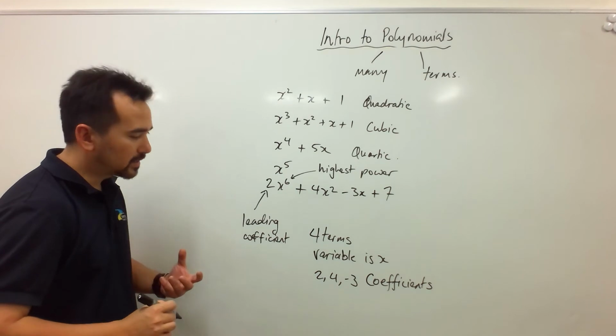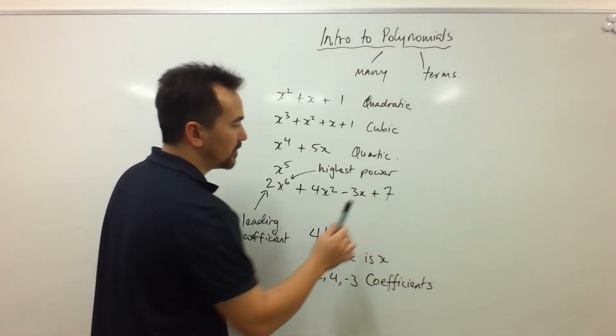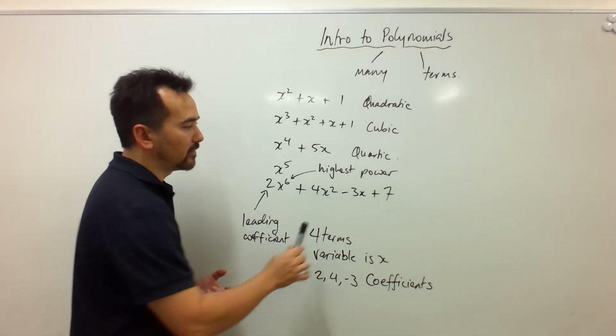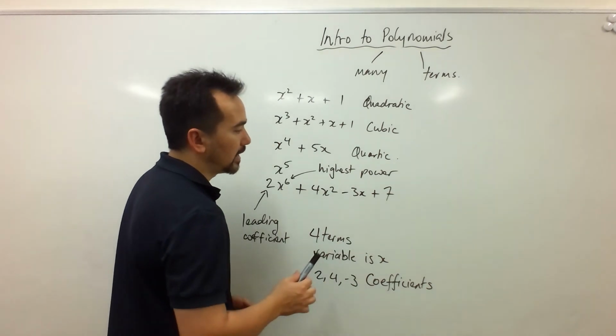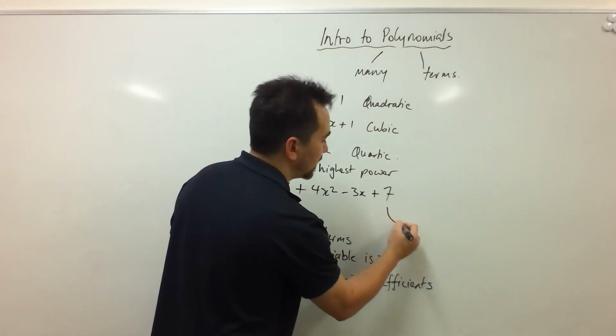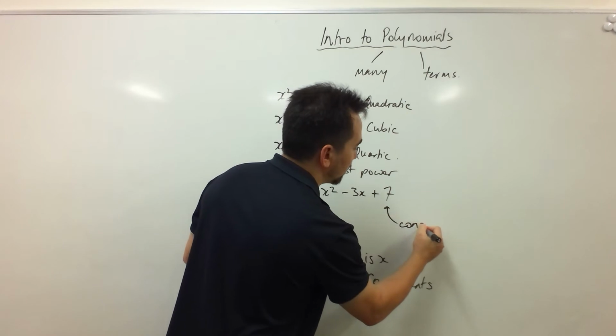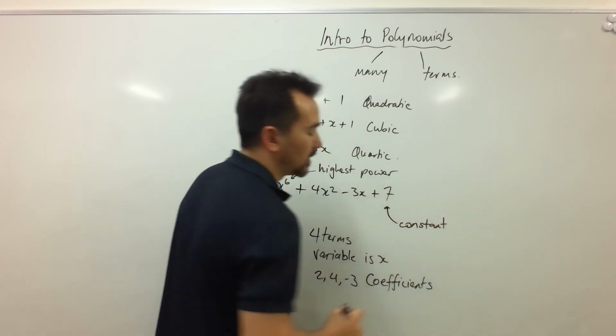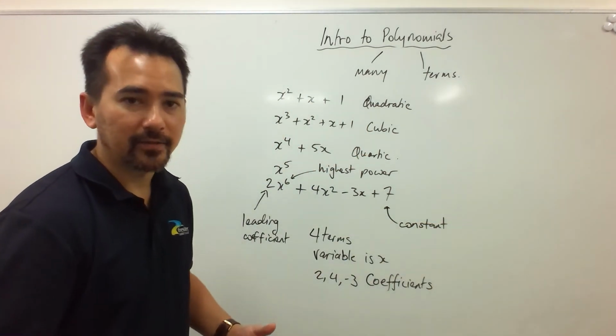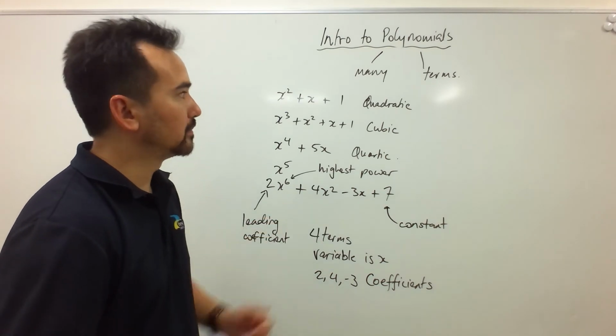Now, the last thing I want to show you is the 7. The 7 doesn't have a variable next to it, and the 7 therefore never changes, so we're going to give it the name constant. Constant meaning it doesn't change like variables do, it's constant.